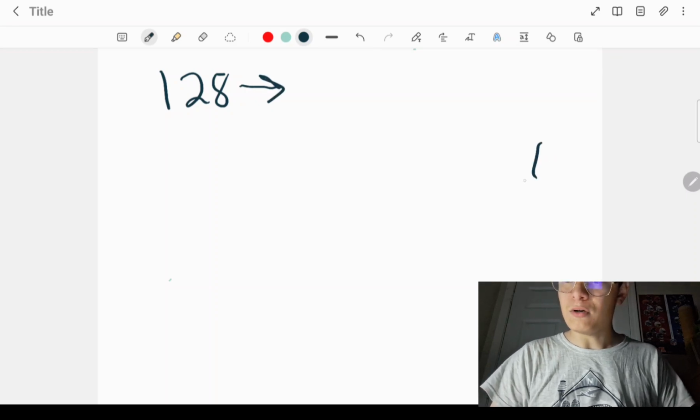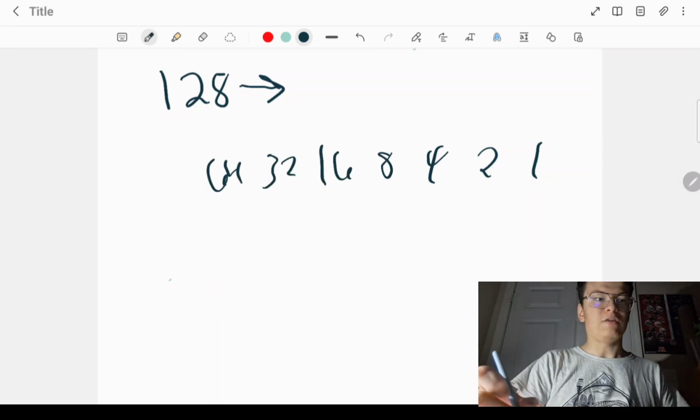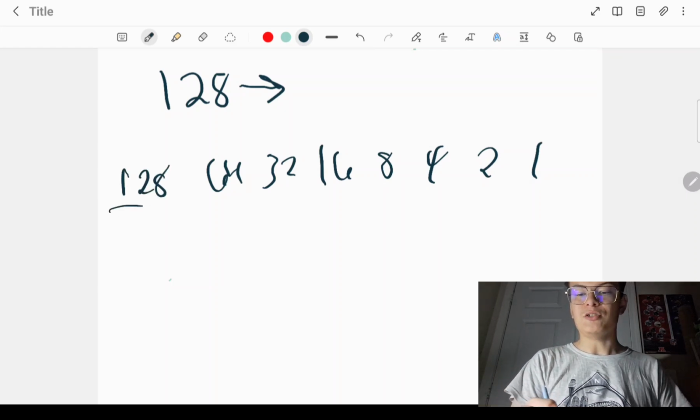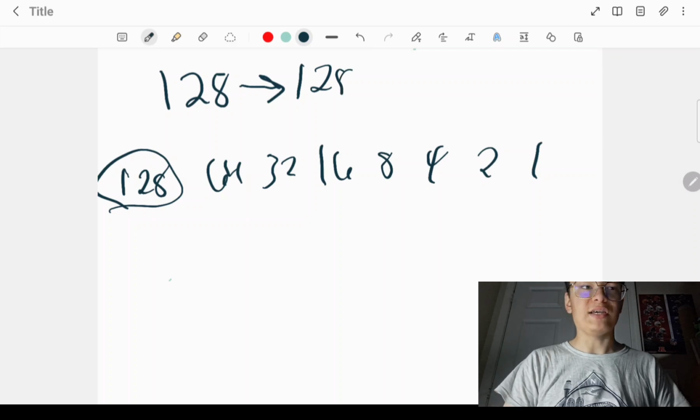1, 2, 4, 8, 16, 32, 64. And from 64, it's 128. So you see, you got the answer here. So you just circle it. So it's 128 minus 128. You can't do anything with that, so it's going to be 0, right?